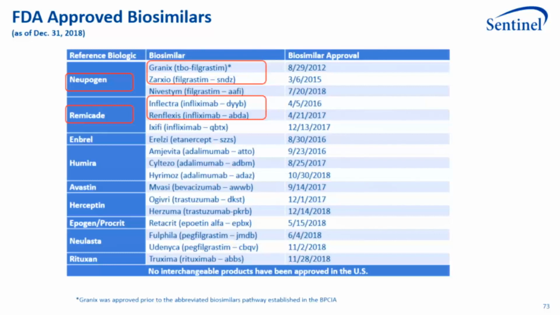Remicade is the reference biologic for infliximab. Infliximab is indicated for 7 different autoimmune conditions, such as ulcerative colitis and Crohn's disease. And you can see the 2 biosimilars that were approved with some data available at the time that the analyses were run, so included in these analyses that I'm about to show.